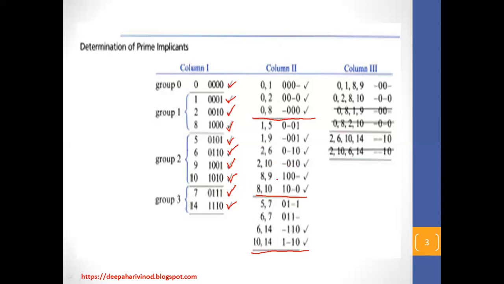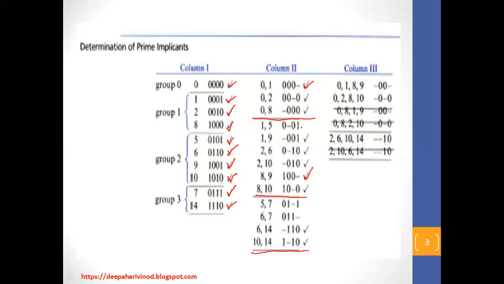0, 1, 8, 9. That is 0, 0, 0, 0 dash 8, 9. First bit changes, rest everything is same. So you can put a tick mark for 0, 1 and 8, 9 and write down 0, 1, 8, 9. That is the comparison, and the answer is dash 0, 0 dash. Then next 0, 1, 8, 10. It cannot be compared.